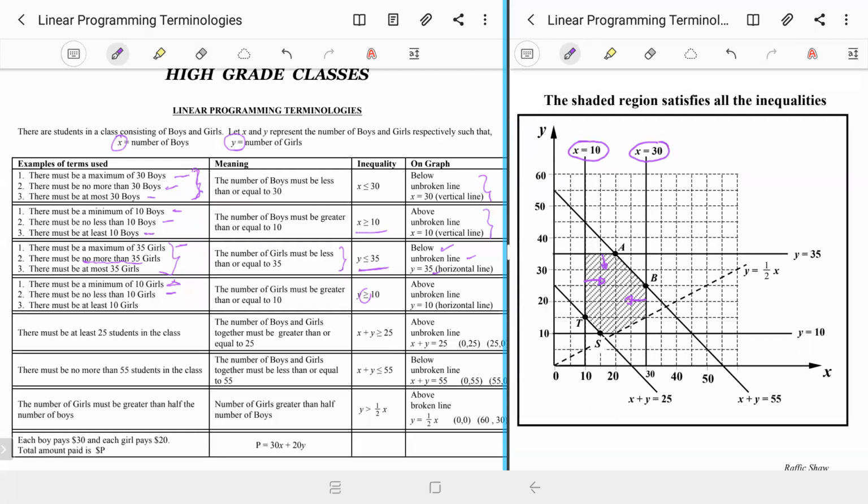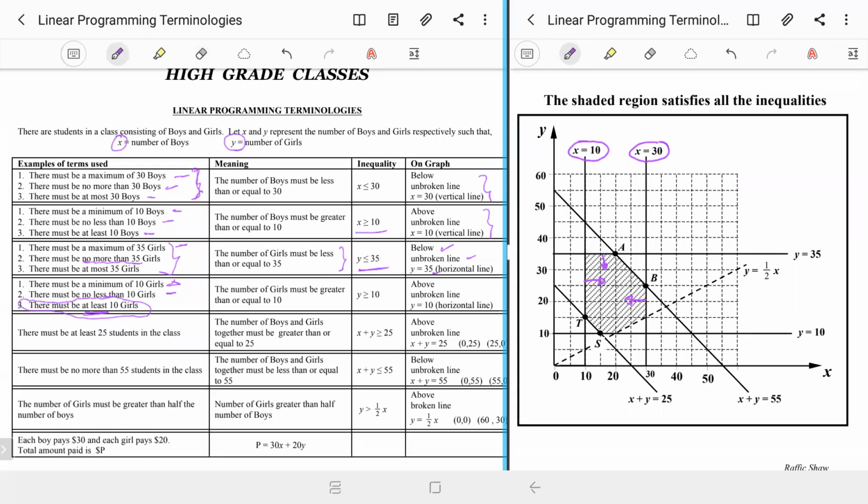You have to know the inequality that they mean. You have to be able to write the inequality. There must be no less than 10 means they can have 10 or more. The third one is the one they use the most in CXC: there must be at least 10 girls.